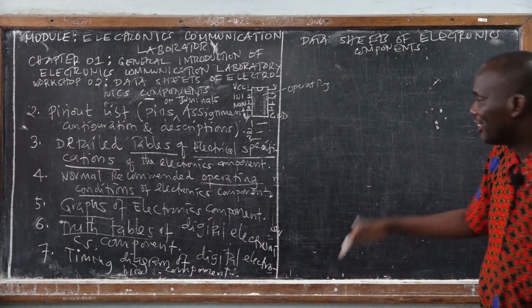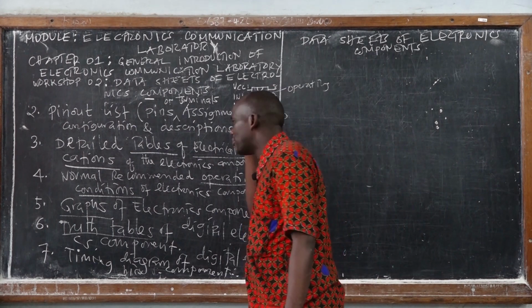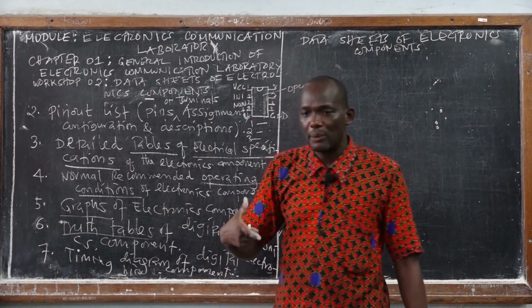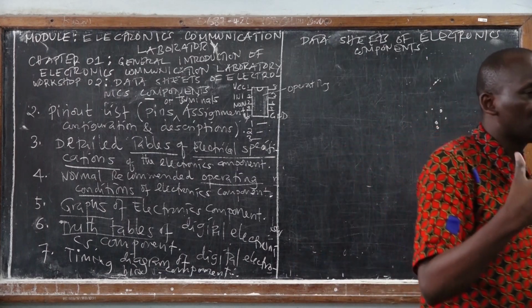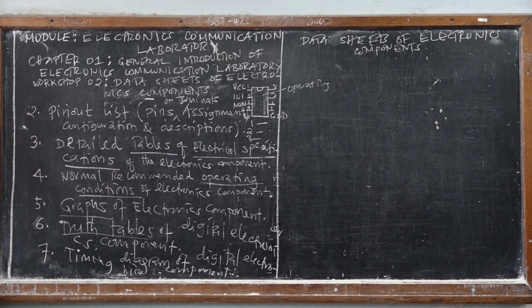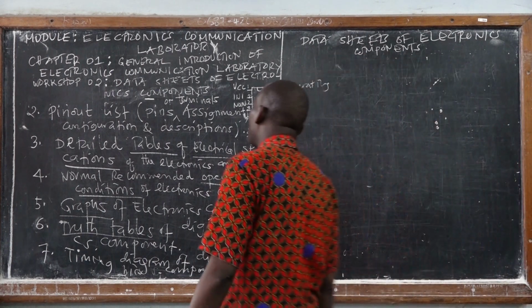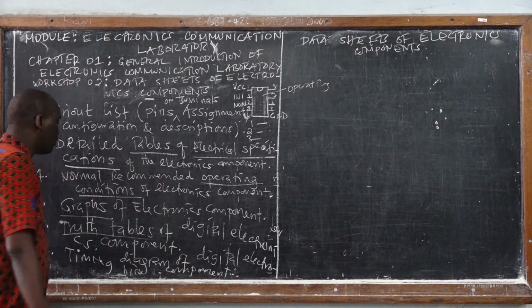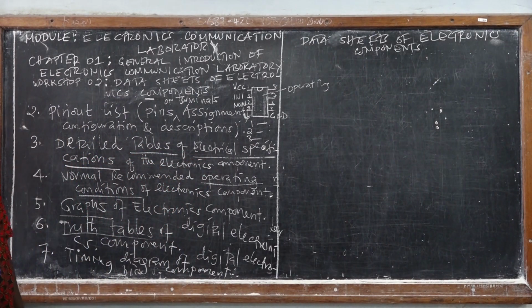And then that part gives you a description of the maximum current that the input pins can receive from the external source. Because if the maximum current from the external source is exceeded, then you are going to burn out the electronics component. Are we together? Class, are we together? So that's the meaning of electrical specification. Then, number 4, the normal recommended operating conditions of electronics components.